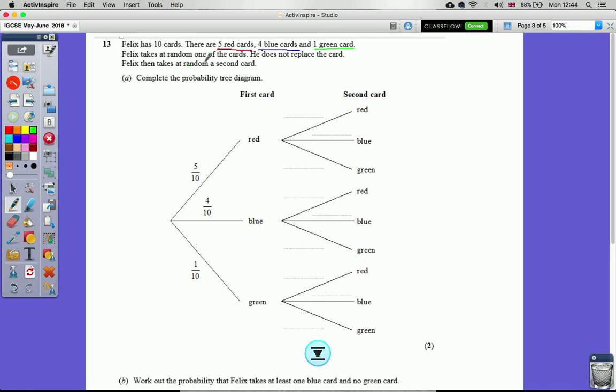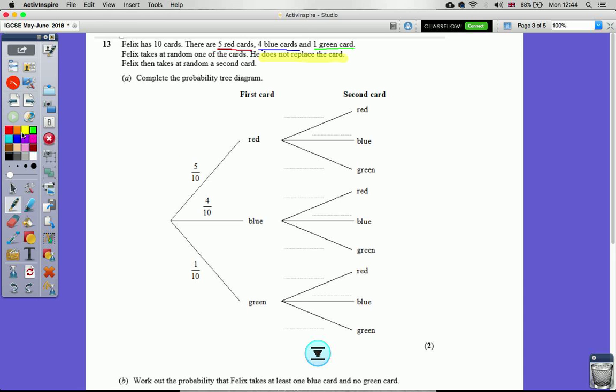He takes at random one of the cards. He does not replace the card. This is a very important information. He does not replace the card. Okay, so complete the probability tree diagram.